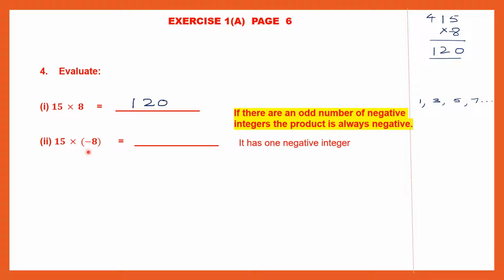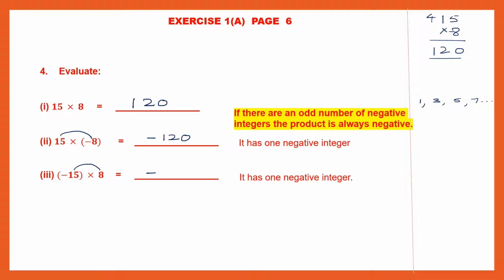So here we have one negative integer, isn't it? So this is that one negative integer. That means our answer is going to be negative because 1 is an odd number. So here our answer will have a negative sign. Then we multiply 15 into 8, which we have already done here. 15 into 8 and we got 120. So this is minus 120. Third one, we have a negative integer into a positive one. So one negative integer, and 1 is an odd number, so our answer will have a negative sign. So 15 into 8 is 120.